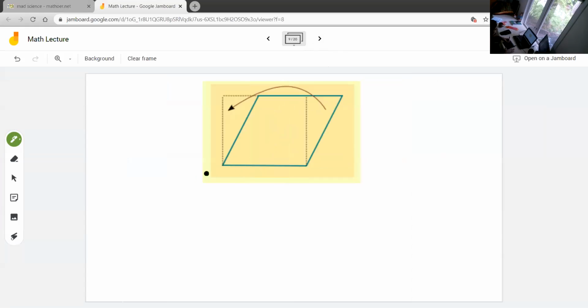Okay, and then on this one, we have the length, which you might call a base, and we have the width, which you might call the height. So the area for a parallelogram is the base times the height, the length times the width, whatever you want to say.